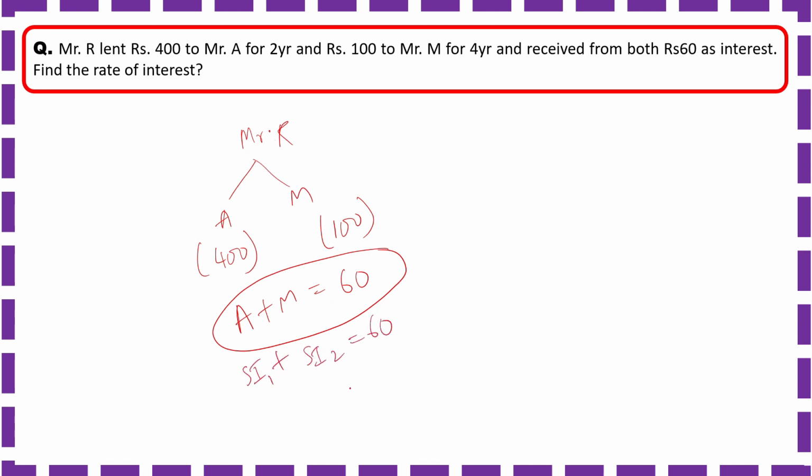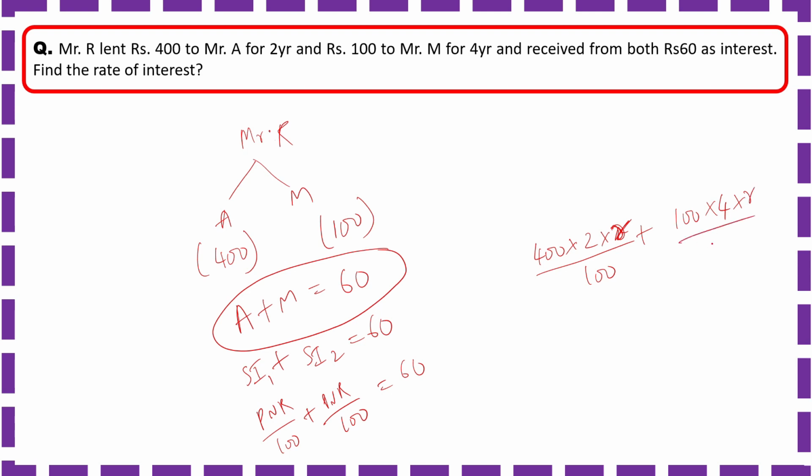So just calculate now. PNR by 100 plus PNR by 100 is equal to 60. So what is P in first case? P is 400 into N is 2 years, and we do not know R, so let us keep it as R by 100. And in second case what is P? P is 100. And what is N? N is 4 years, right? So 4 into R, we do not know the rate of interest, so let us keep it R by 100, that is equal to 60.